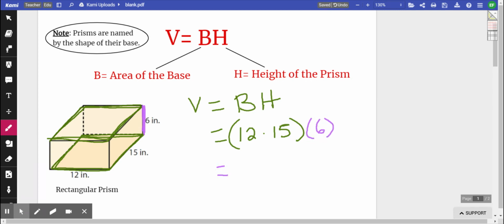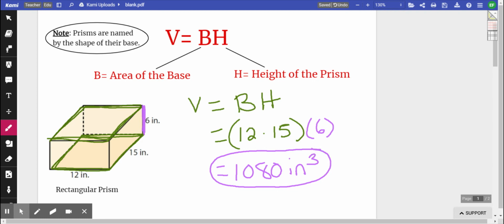If we take our calculators out now and multiply that all together, the area of the base is going to be 180 square inches. The height of our prism is 6. If I multiply that by 6, I get that our volume here is 1,080 cubic inches. Remember, when we're talking about area, it's measured in square units. Volume is measured in cubic units. So whatever our unit is, in our case inches here, it's just cubed.